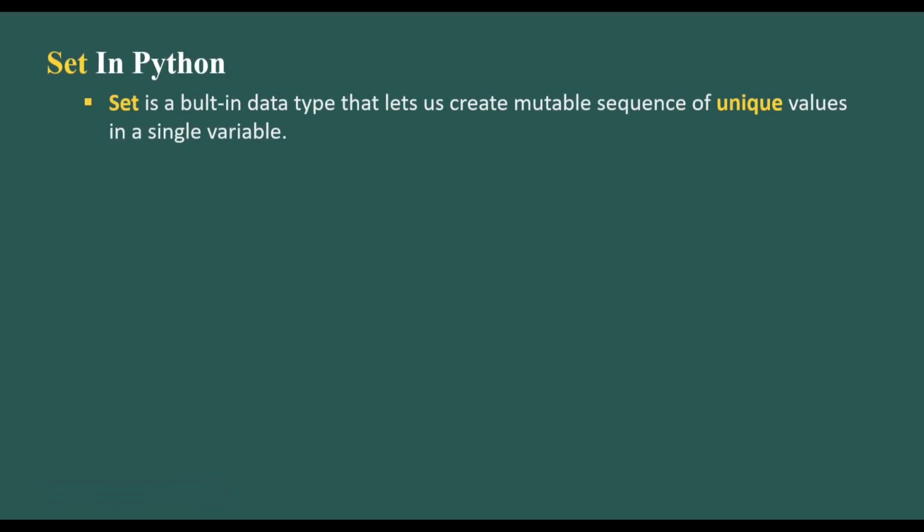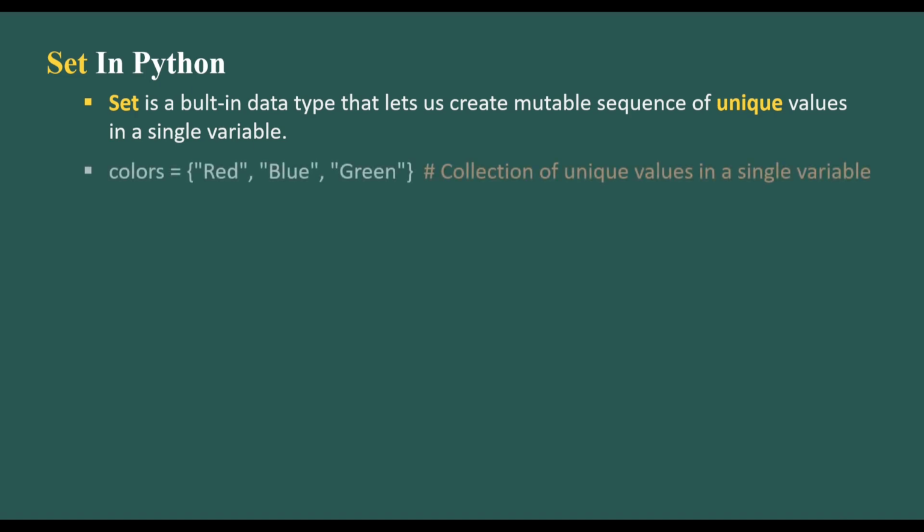What is set in Python? Set is a built-in data type that lets us create a mutable sequence of unique values in a single variable. Set is written with curly brackets. It can store values of different data types. It is a collection which is unindexed, unordered, and unchangeable.